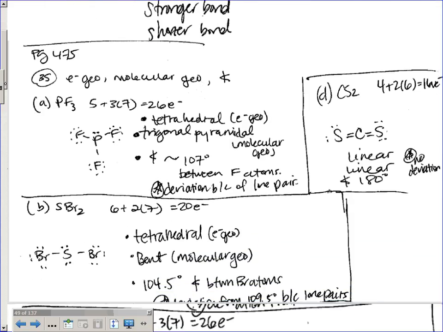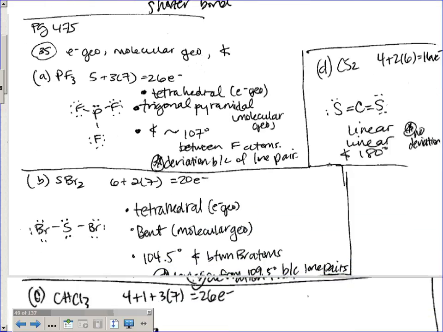The 35, these are the ones that asked about the whole picture: structure, shape, bond angle, and I thought I asked for polarity. Did I have polarity on there? No, I don't think so. I'll go over polarity as we go though.